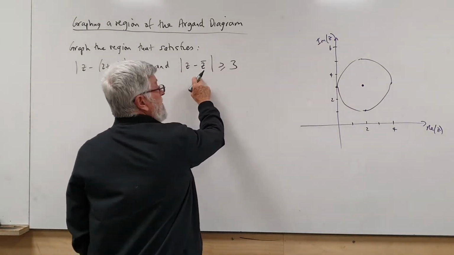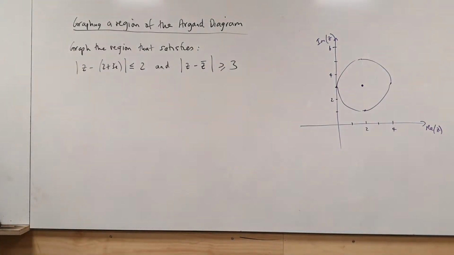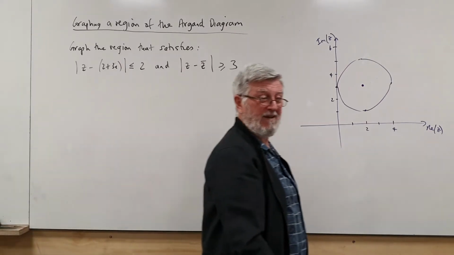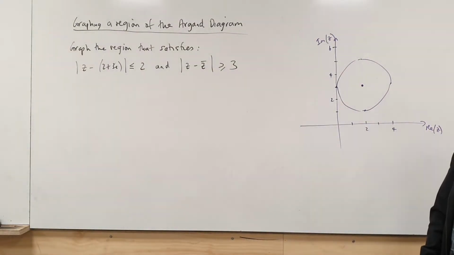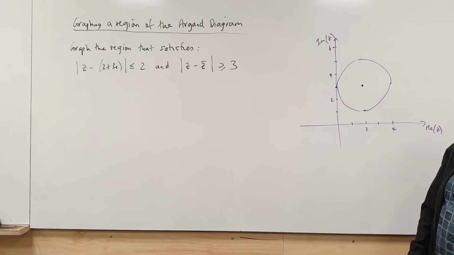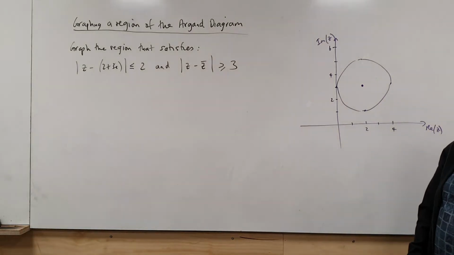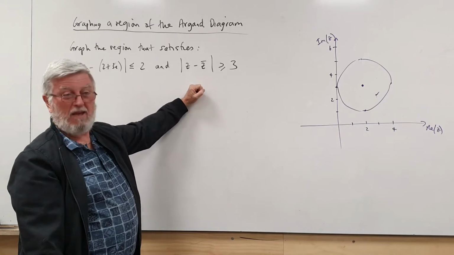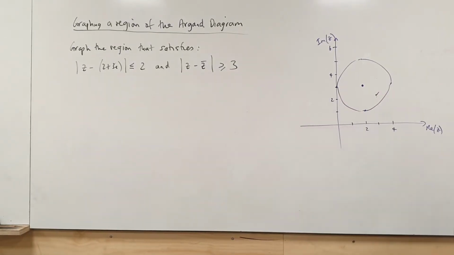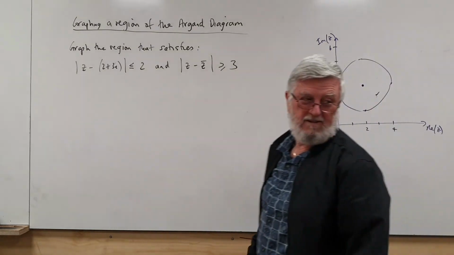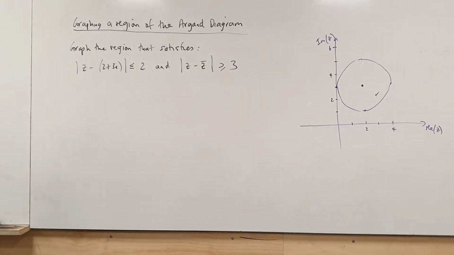Okay, now this is the one that kills people. What is that? How do you put it into words? What are you going to say? You get the Z and the conjugate of the Z, and it's got to be greater than or equal to 3. So, doing that graphically, do you actually know what it is? Come on. What does your brain do with that? I don't know.